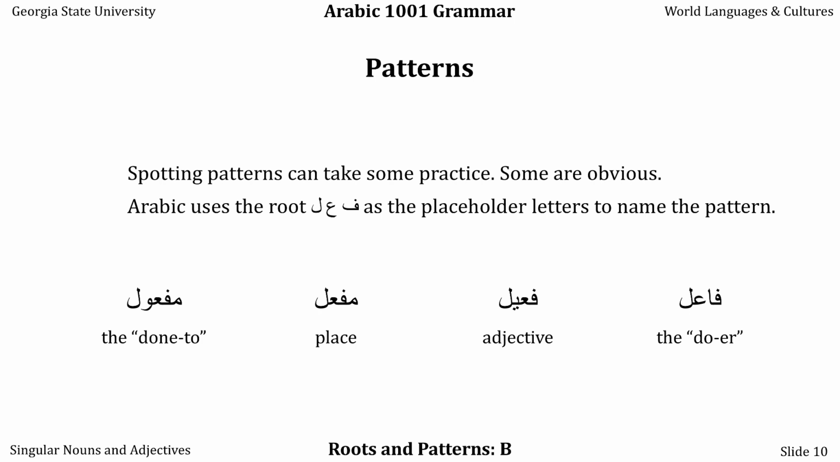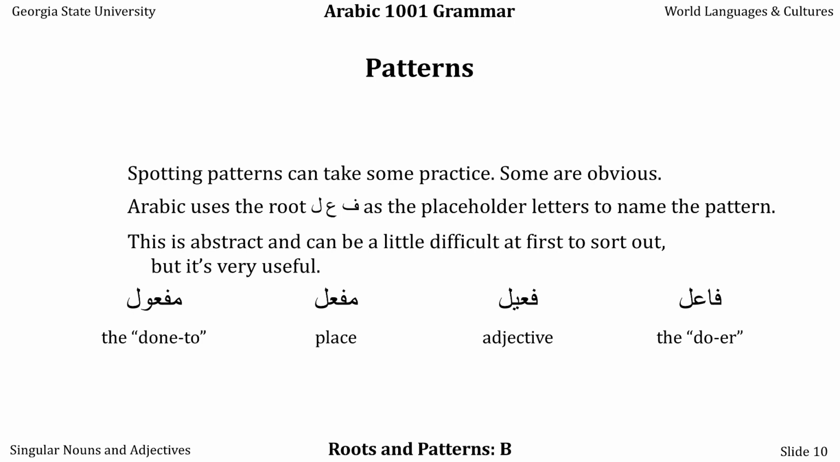And here's a new one, maf'ul, the done to, where we put the meme at the beginning and the long vowel waw in between the second and third letters. So maktub is written, medrus is studied, matlub is demanded, and so on and so forth. So there's a fourth pattern for you.